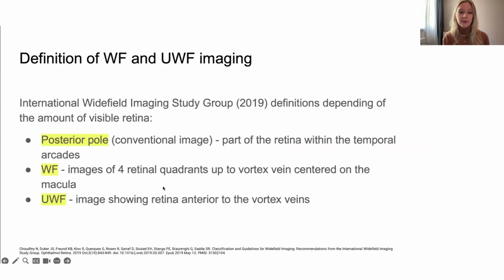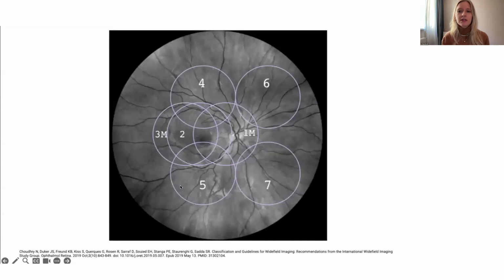And we also have ultra wide field images where the retina anterior to the vortex veins is also visible. Here you can see 7 conventional fundus images which are used in combination as a standard protocol in the ETDRS study, as you all know. And you can appreciate how much of the retina is missing even using this combination of these 7 standard fundus photos.